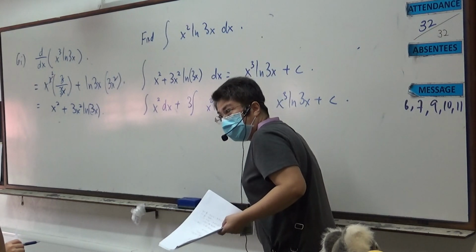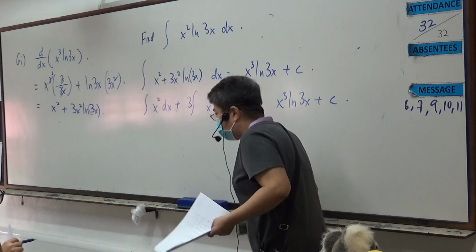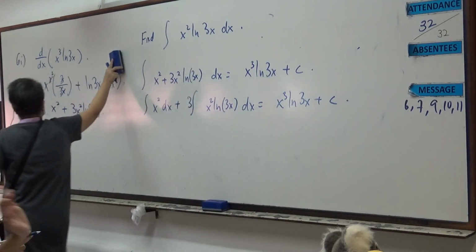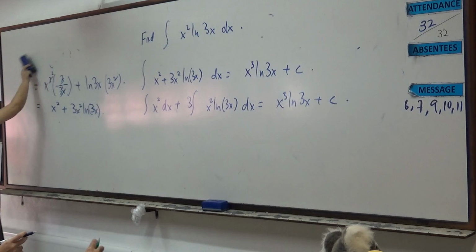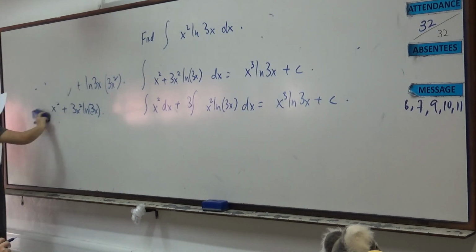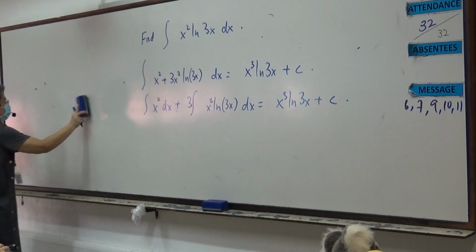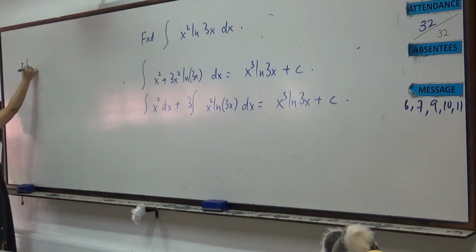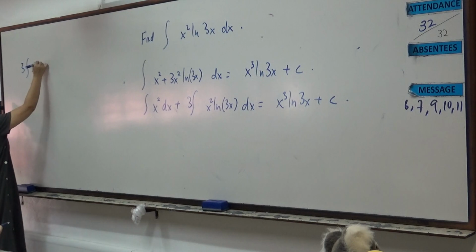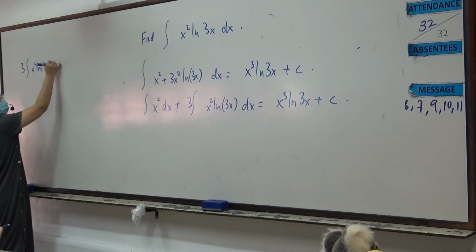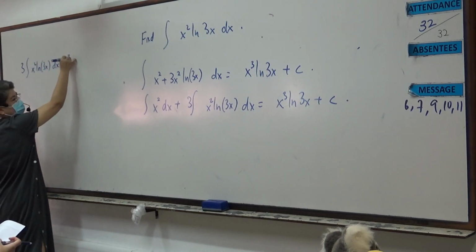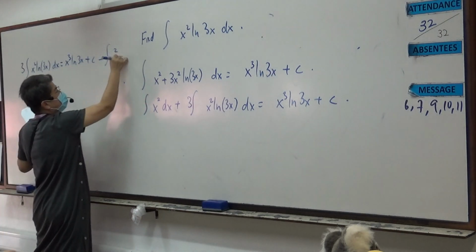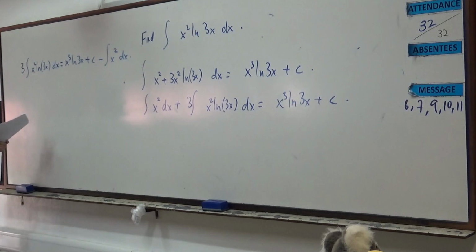You understand what I'm talking about? Okay, I'm going to do it over here. That one only already, right? Okay, I'm going to write this. 3 integration x squared ln 3x dx will be x cubed ln 3x plus c minus integration of this, right?